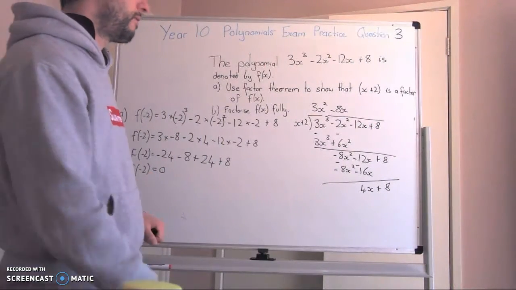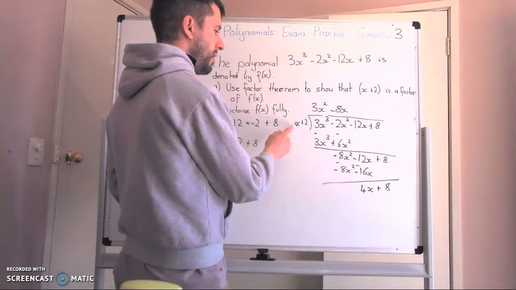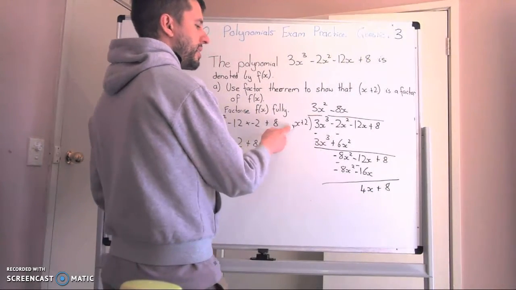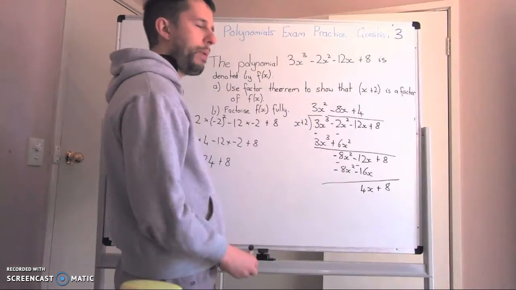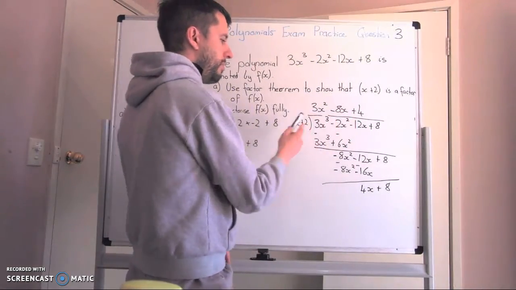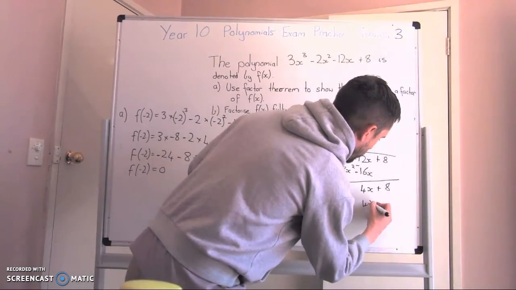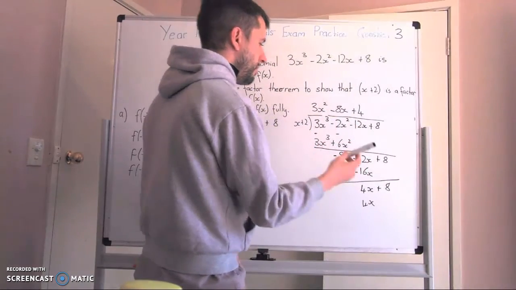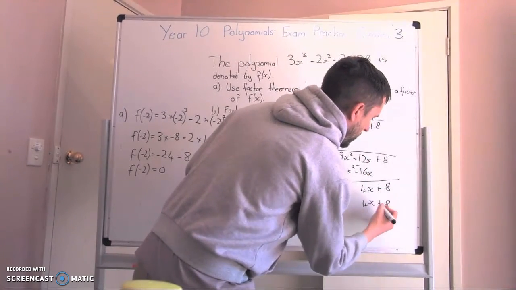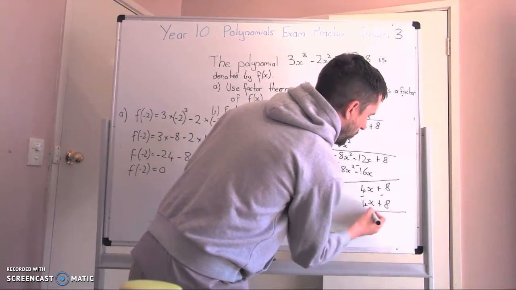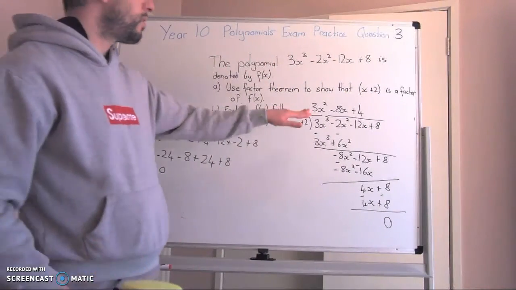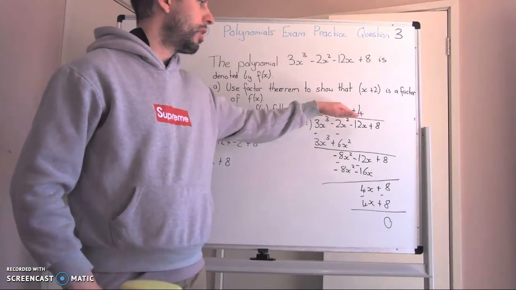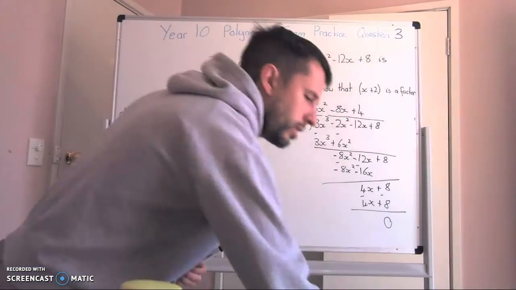Then we finish this off. 4x divided by x is, well, just 4. But we work backwards. Now, 4 times x is 4x. 4 times 2 is 8. And we take that away, resulting in 0 left. So we've got one factor now, and we've got a quadratic. And this is what's going to help us.